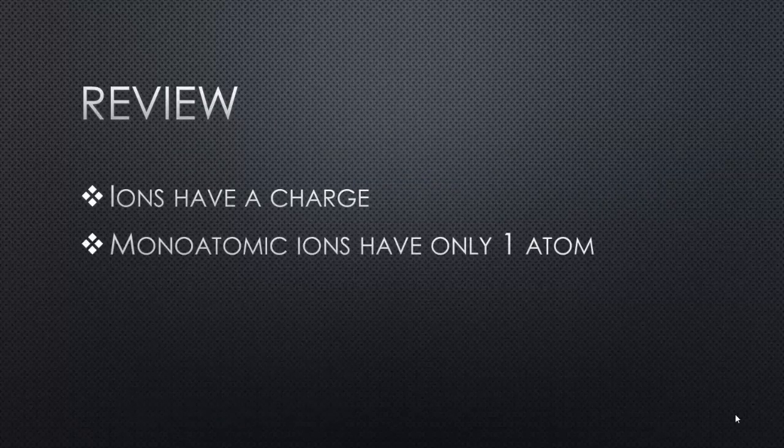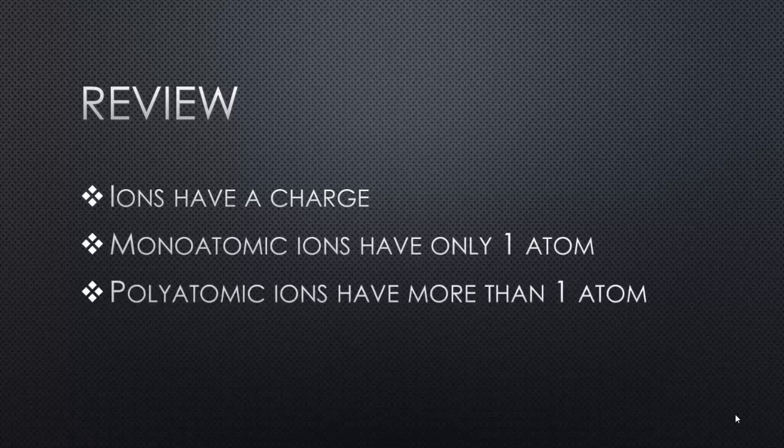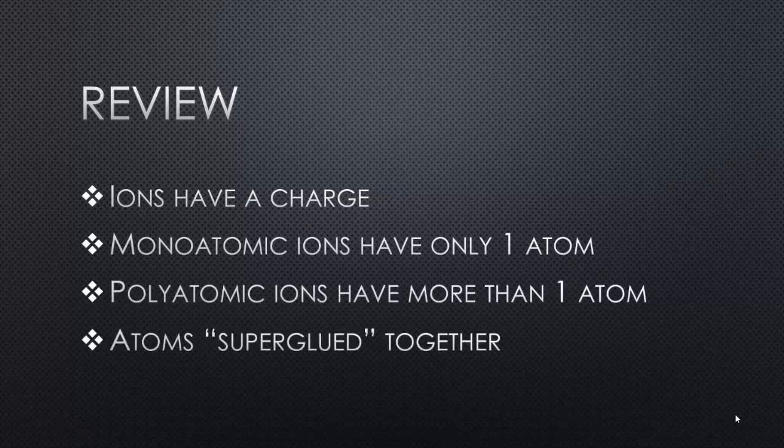So for a real quick review, ions have a charge. Monoatomic ions have only one atom, polyatomic ions have more than one atom in them. In the polyatomic ions, those atoms are superglued together. They will not break apart. And the overall charge of any ionic compound must be 0. Total positive charge must equal the total negative charge.